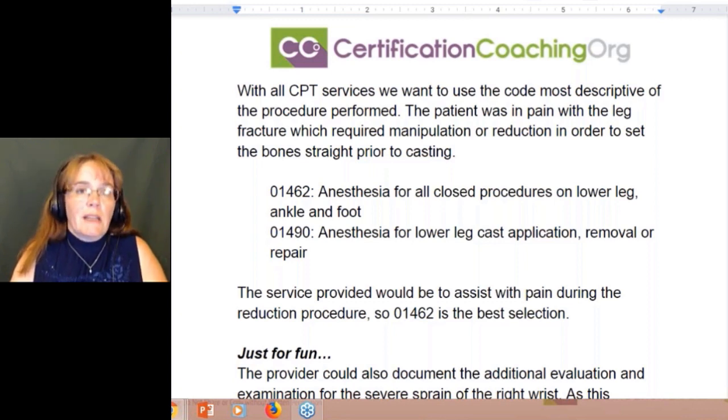So the two codes they gave us were 01462 and 01490. They're both anesthesia codes. The 01462 is anesthesia for a closed procedure of the lower leg, foot, or ankle. And the 01490 is anesthesia for a lower leg cast application, removal, or repair. Our most prevalent procedure here, and the patient has pain because of that fracture, he's going to reduce that fracture and manipulate it. So that is our more prevalent code, so we do the 01462.